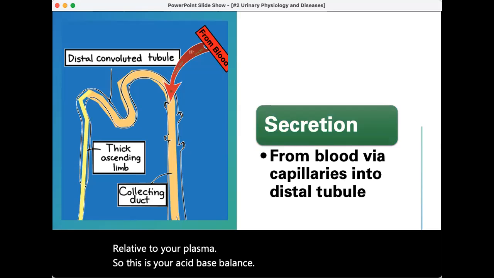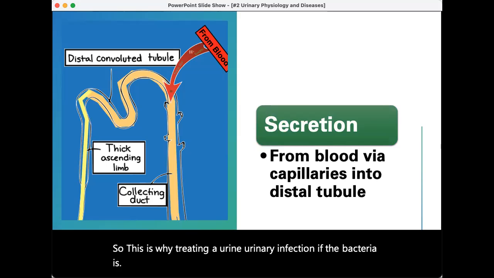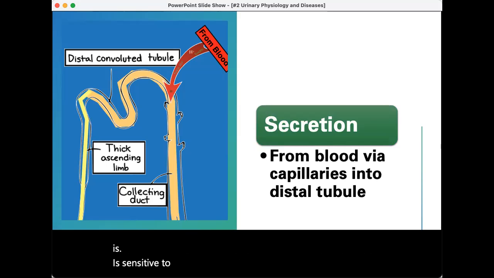So this is why, if the bacteria is sensitive to the antibiotics, it makes it pretty easy to treat a urinary tract infection, because all the antibiotics concentrate in the urine.